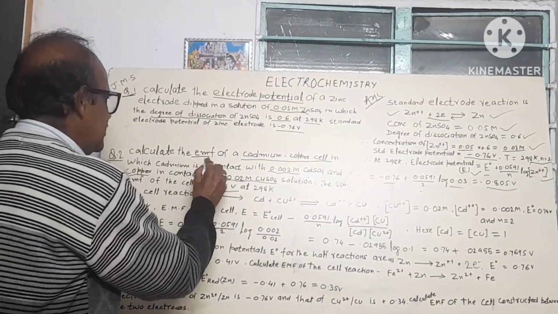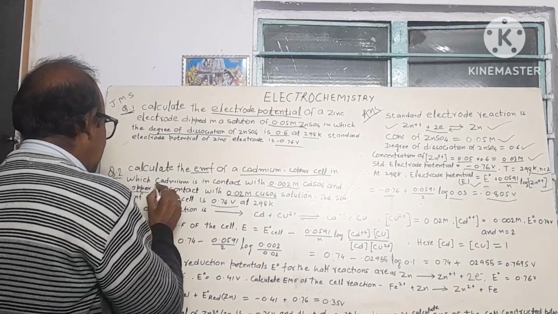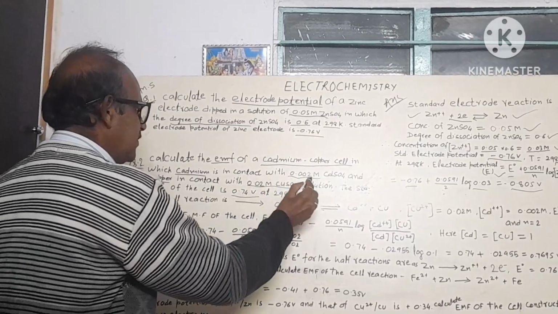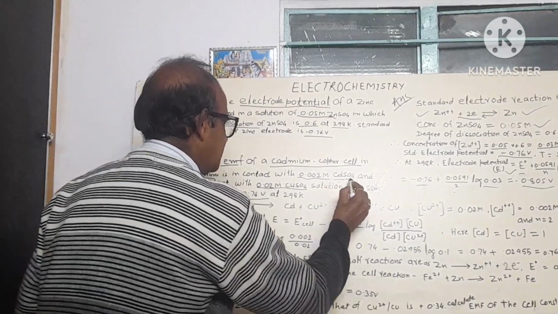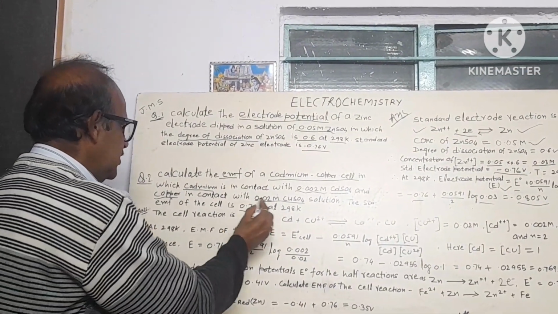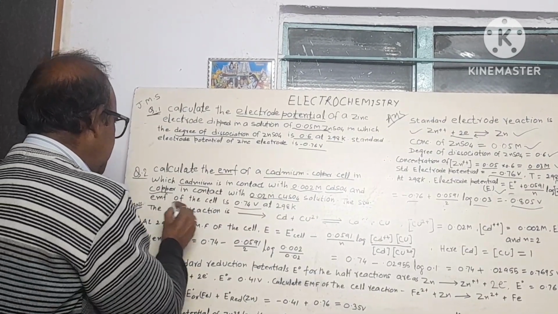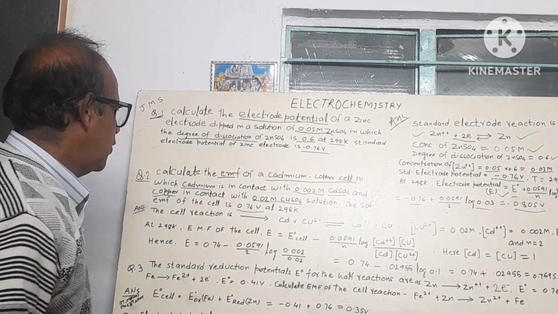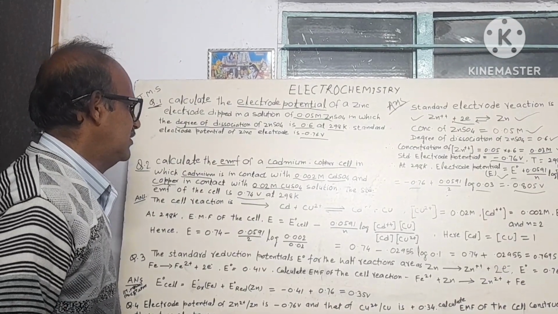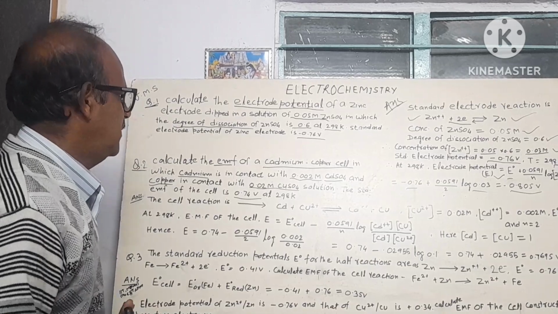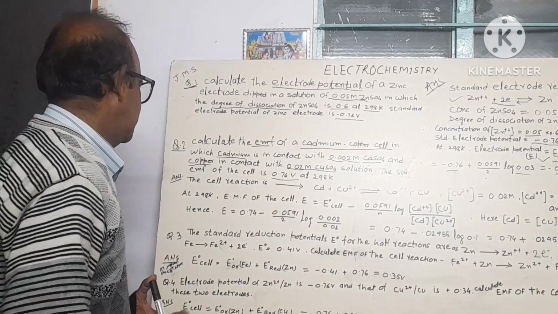You have to calculate the EMF of the cadmium copper cell in which cadmium is in contact with 0.002 m cadmium sulfate and copper in contact with 0.02 m copper sulfate solution. The standard EMF of the cell is given as 0.74 volt at 298 Kelvin. This problem is not very tough. If your concept is clear, you can solve it.